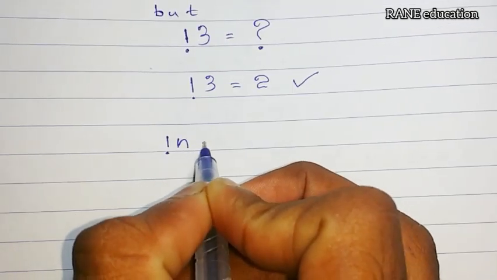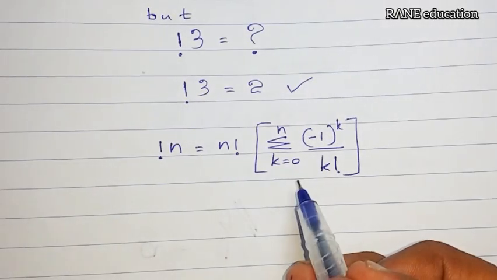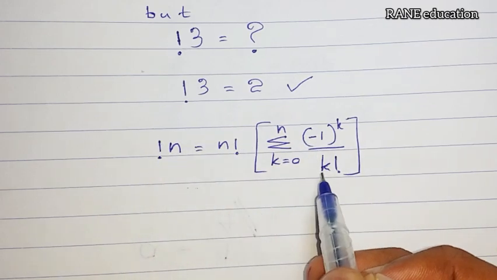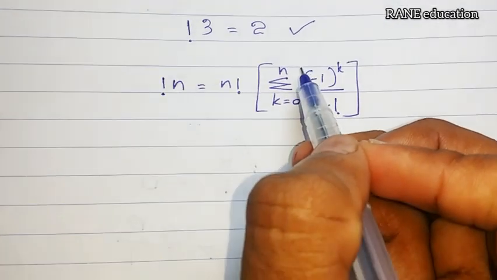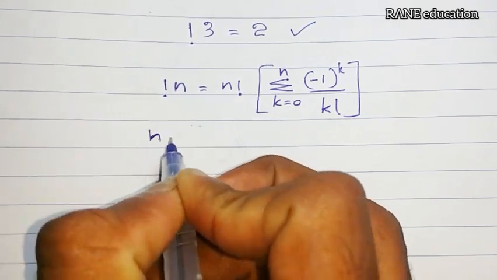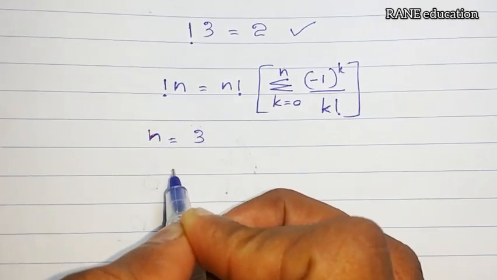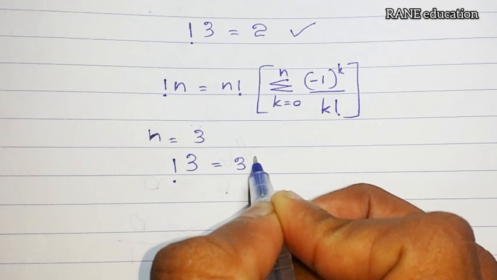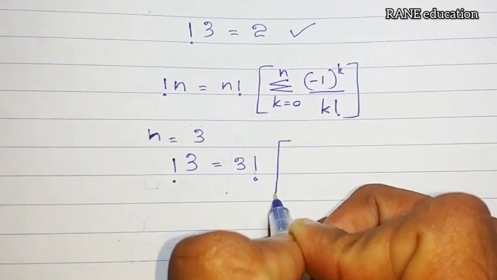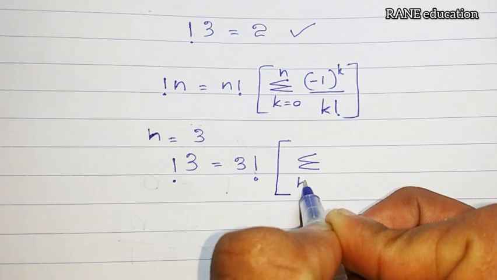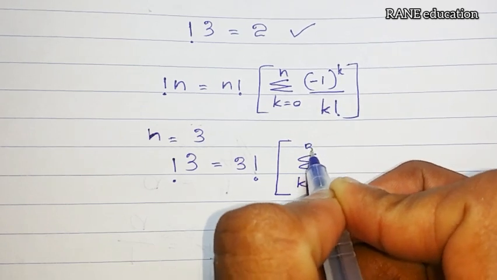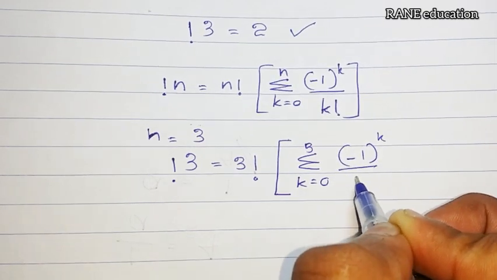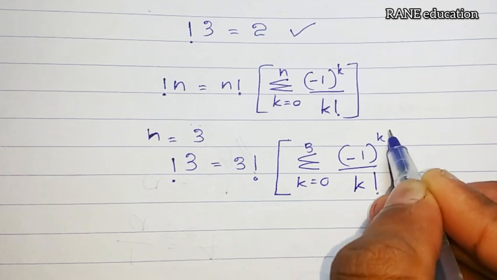Subfactorial value has one solution method. This is the method for solving subfactorial equations. In this case, our n value is 3. Subfactorial 3 equals factorial 3 times the sum for k equals 0 to 3 of minus 1 to the power of k divided by factorial k.